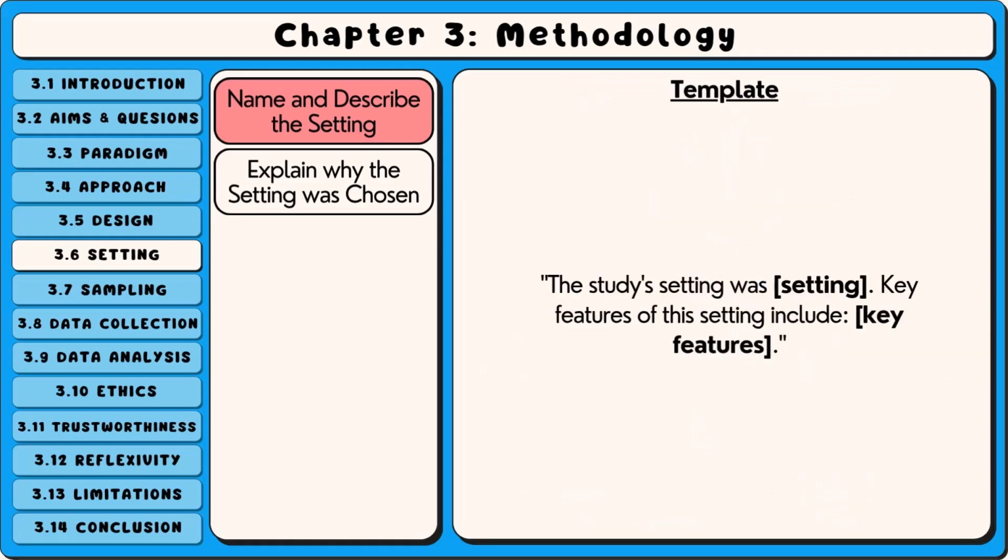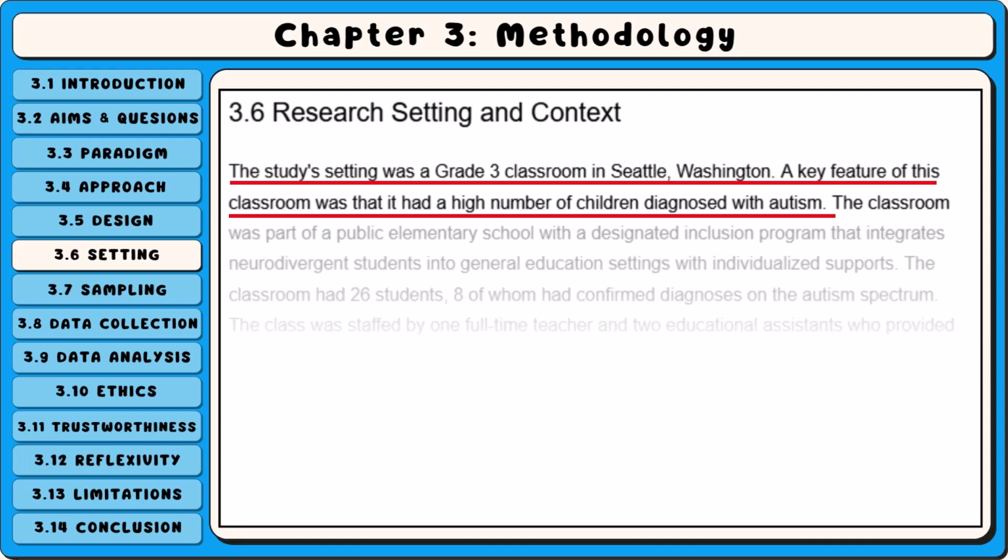Here's an example. This study setting was, and then explain what the setting was, such as a certain classroom, school, hospital, or so on. Then continue with key features the setting includes, and outline some key features. Here's the sample. This study setting was a grade 3 classroom in Seattle, Washington. A key feature of this classroom was that it had a high number of children diagnosed with autism.